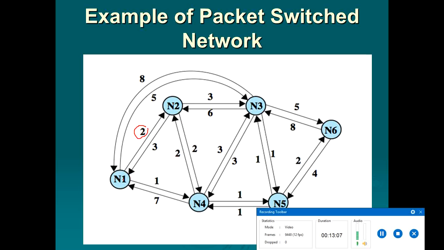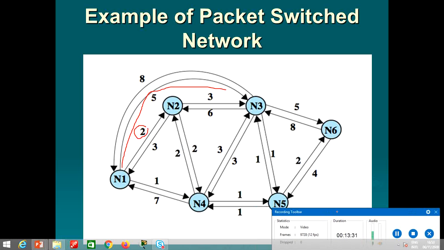So for example, if I want to go from N1 to N4, the link cost is 1. If I want to go from N1 to N3, there is a cost of 5. But there are other alternative paths also. For example, I can go from N1 to N3 directly by taking this path. I can go from N1 to N4 and then from N4 to N3. Or I can go from N1, N4, N5 and N3. So there are multiple paths. The one that I have to select is by minimum hop or the least cost.